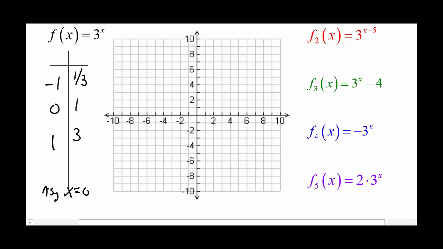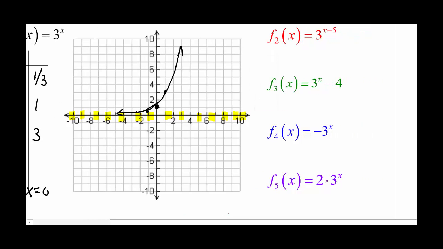So I can plot those points in. So negative 1, 1/3 right there, 0, 1, and 1, 3 right there. And sort of connect all of those like that. And again, there's this nice, lovely asymptote. I'll use this highlighter here to do this. So that asymptote right there. Okay.